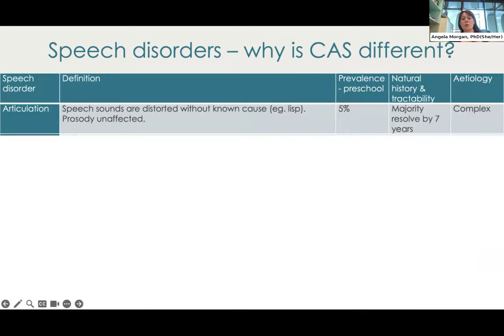Okay, so I just wanted to talk about how apraxia is different from other speech sound disorders as well. We highlighted earlier that apraxia occurs far less commonly than other speech sound disorders. So what are some of those other speech sound conditions? Well, one that you would hear about a lot is an articulation disorder, such as a lisp, which is the most common one that we think about. Lisps and other forms of articulation disorder, such as a slight distortion of an R sound, are very common. We'd see these in about 5% of preschool children.